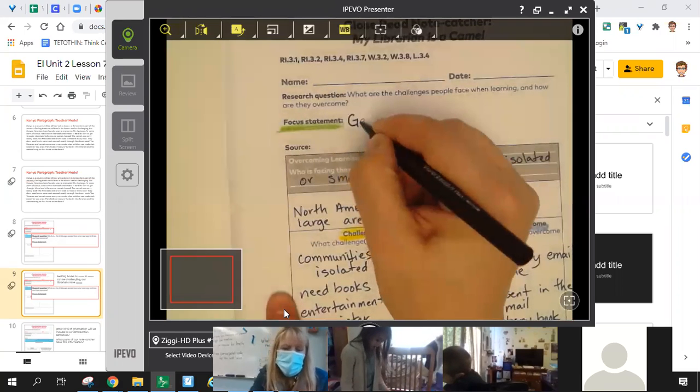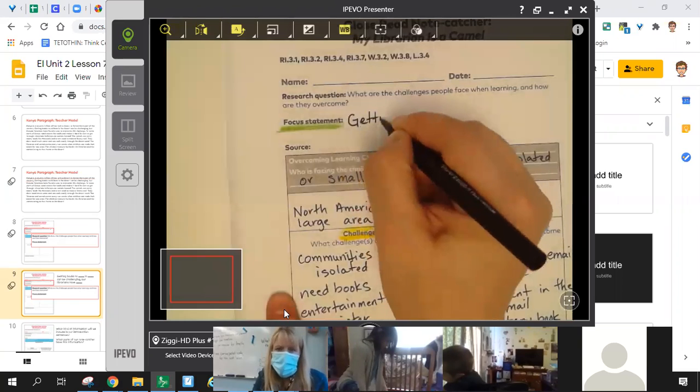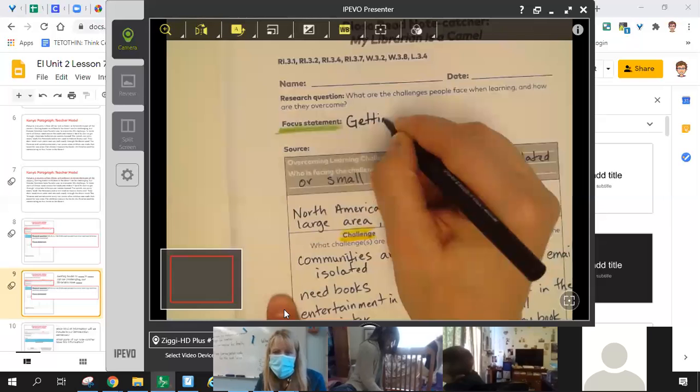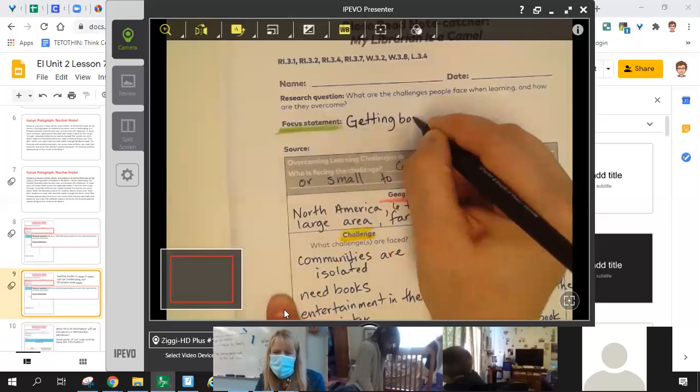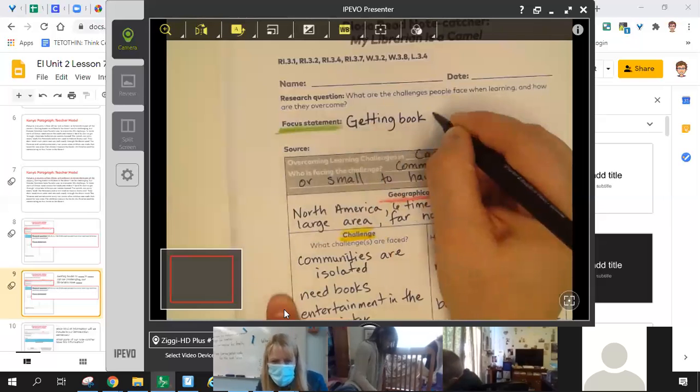Getting. How many T's does getting have? Two. Books. Getting books to.